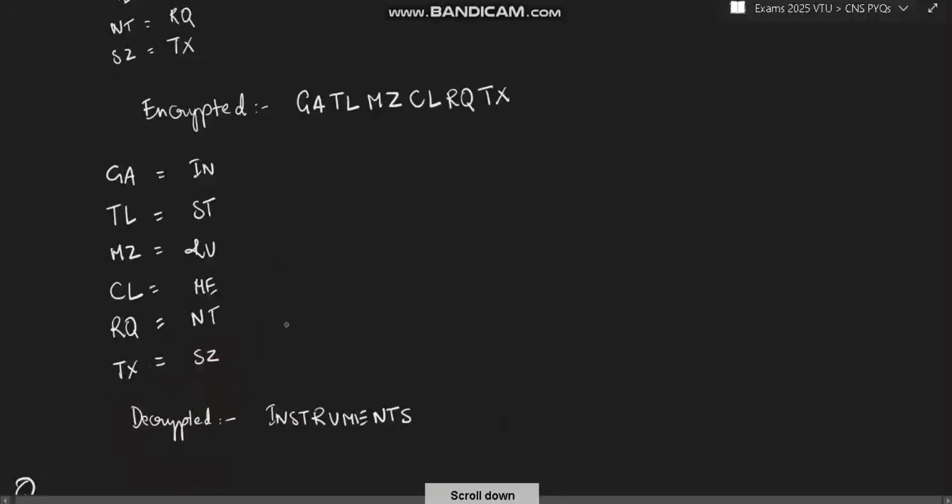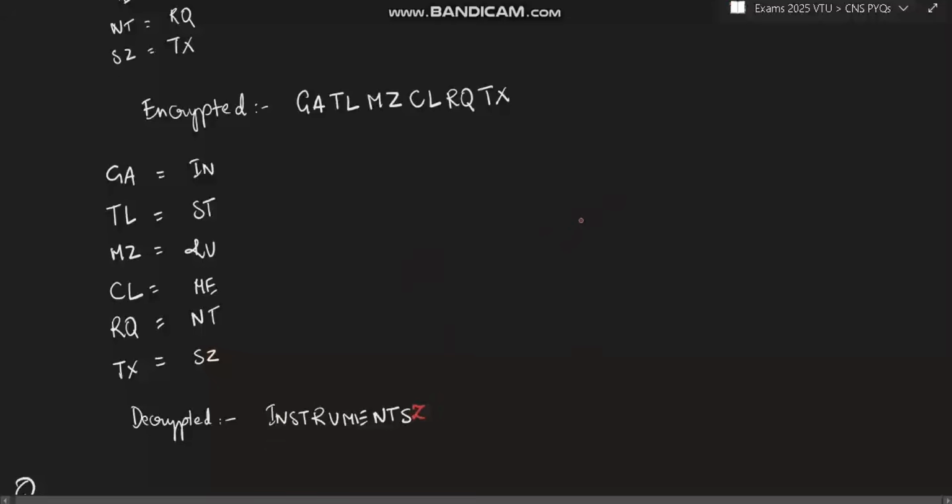After doing that, the decrypted text will be written together as INSTRUMENTSZ. This Z we had already added, and it doesn't make sense to have it in instruments. So we'll be cutting off the Z at the end, and we'll be writing instruments. Also, you can keep Z here, that also doesn't matter.